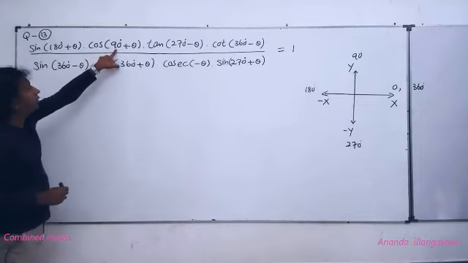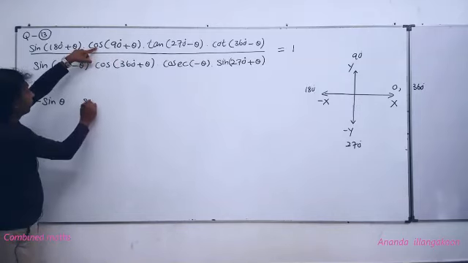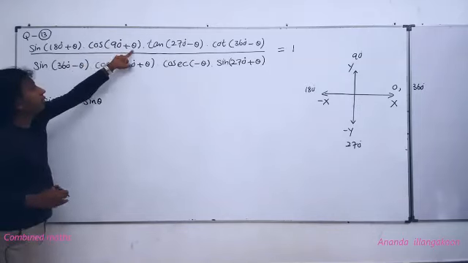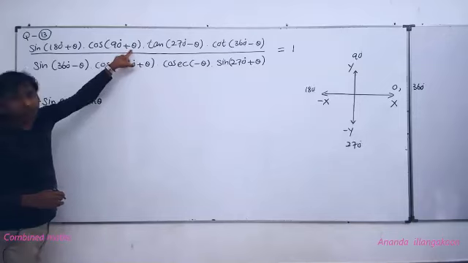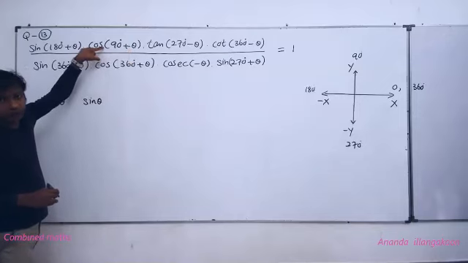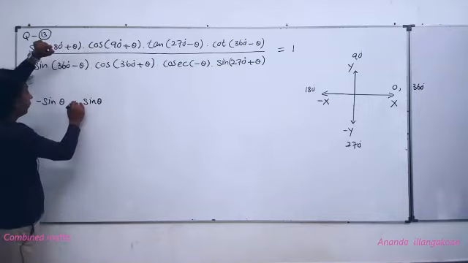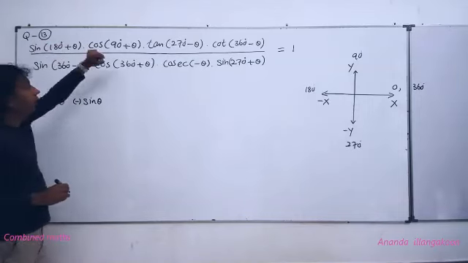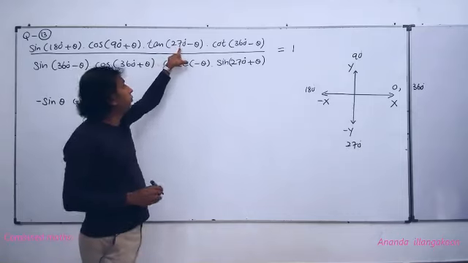Cos 90 plus theta: the first angle is on the y-axis, therefore cos should move to sine theta. But this angle is in the second quadrant. In the second quadrant, cos is negative, no? We know in the second quadrant only sine is positive, therefore this is negative. Right. Tan 270 minus theta, 270 is on the y-axis.